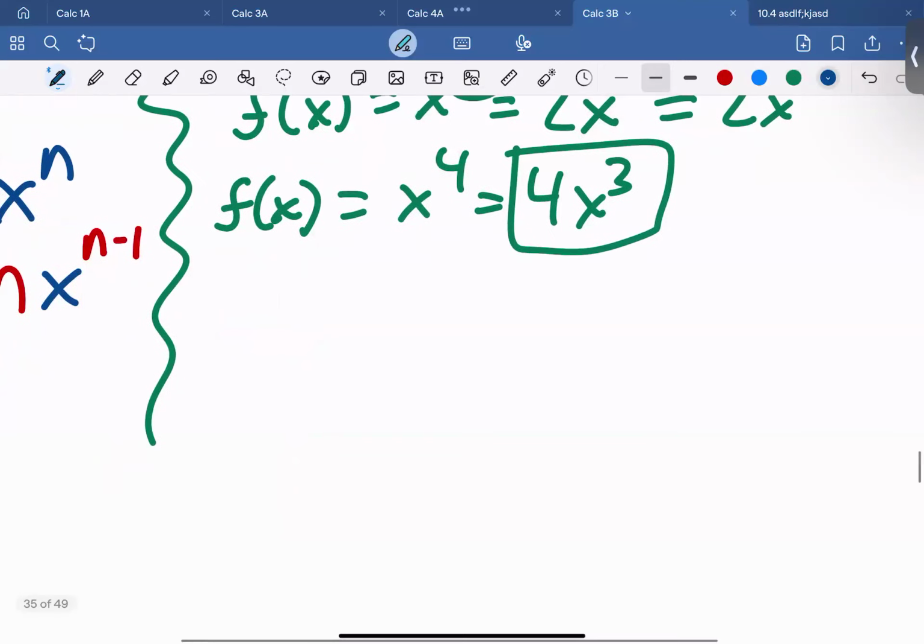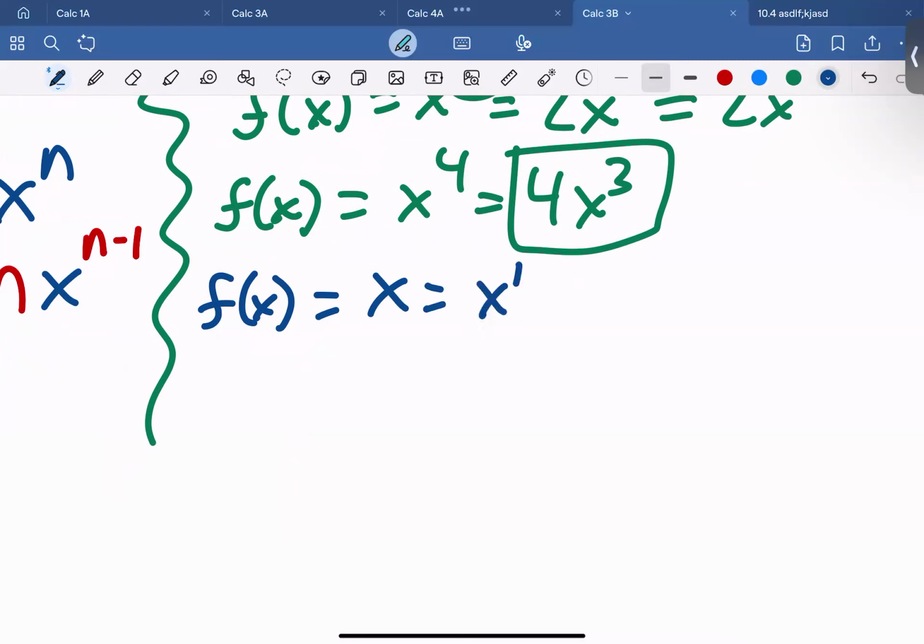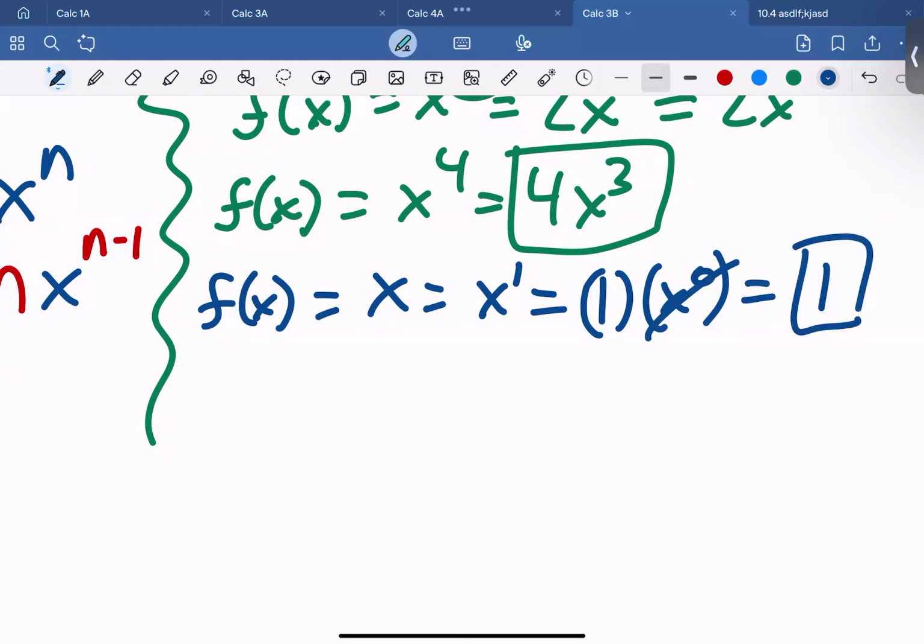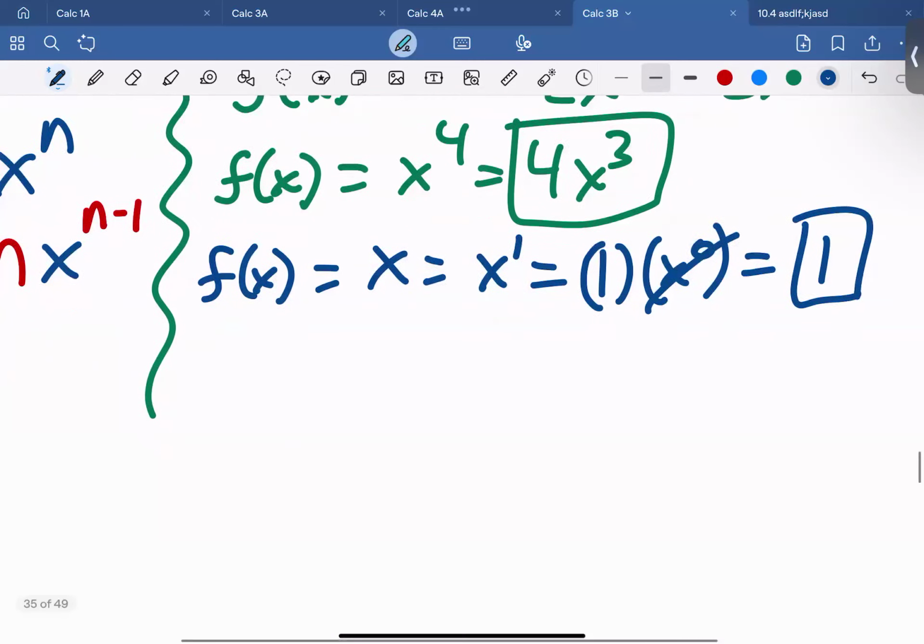What if I had, we're just going to blast through a couple of these, just an x? Technically, x just by itself is x to the 1. So if I apply the power rule here, the derivative of the function equals x would be 1 times x to the 0, which is 1. So you get 1.